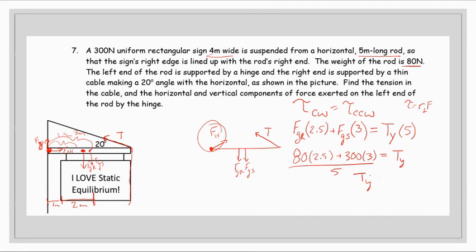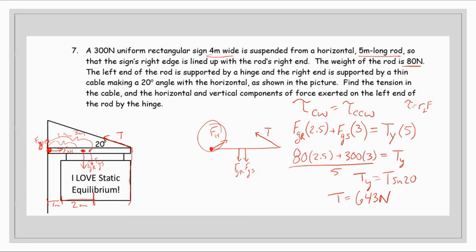So I know that my tension Y is going to be equal to my tension times sine 20. So I figure out that my tension, because I'm going to divide by sine 20, is going to be equal to 643 newtons.